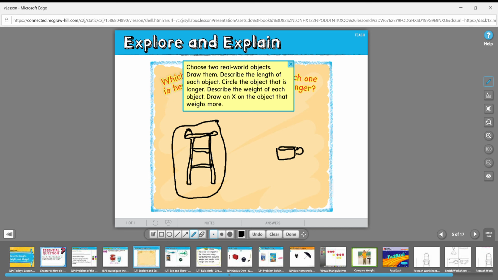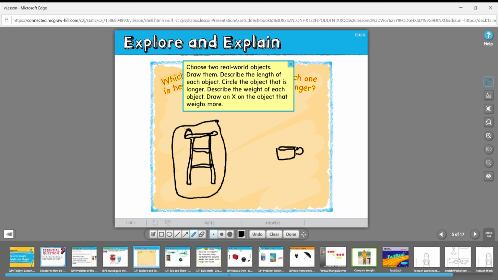Okay, now what about the weight? If I picked up my stool and I picked up the coffee cup, which one do you think would be the object that weighs more? Do you think the coffee cup would weigh more, or do you think the stool would weigh more? I'm pretty sure the stool weighs more.